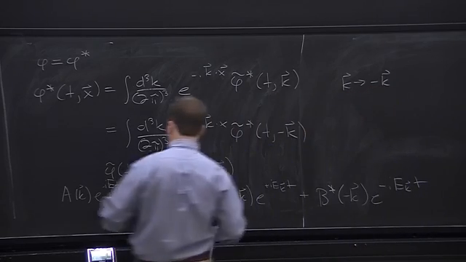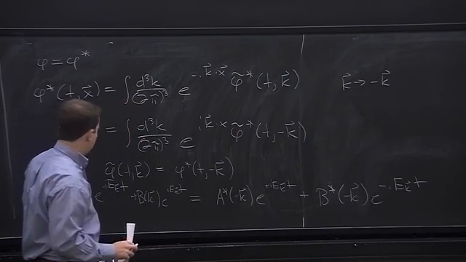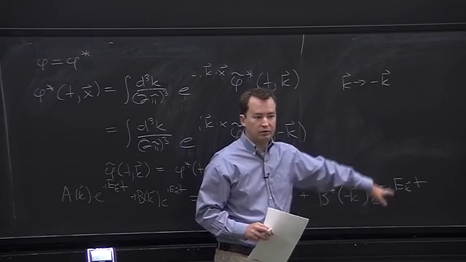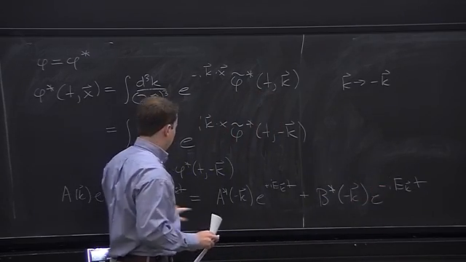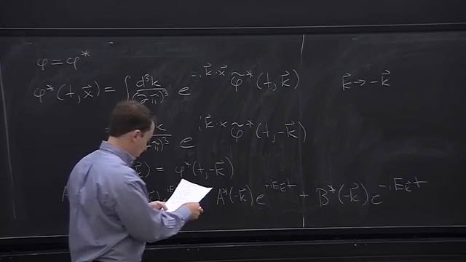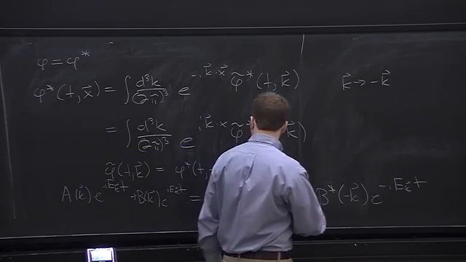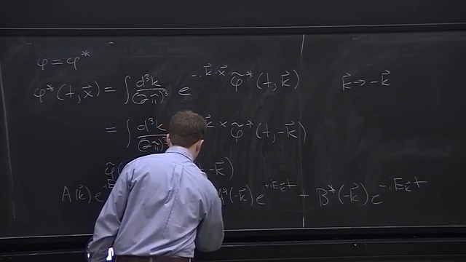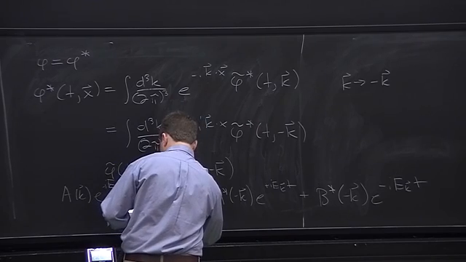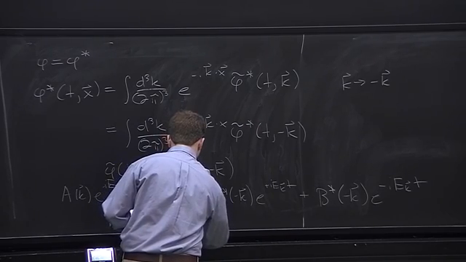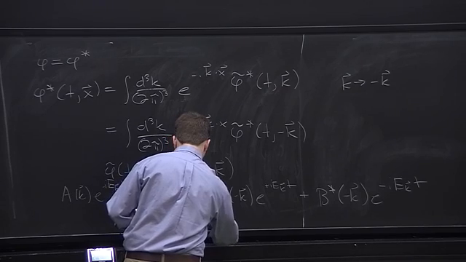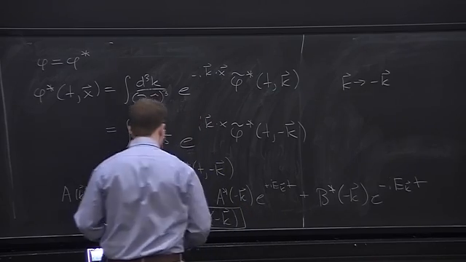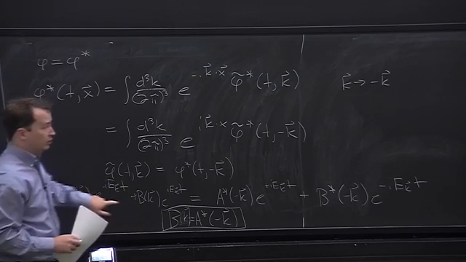And if we compare these expressions, we see that a has to be equal to b star. So both have the exponentials with the minus sign. And b is equal to a star. Those are the same conditions. So we get that b of k is equal to a star of minus k. That's the condition we need to impose. We want this to be a real scalar field.